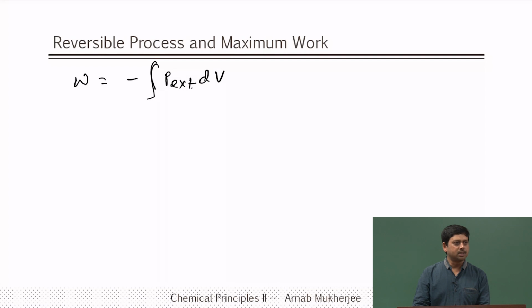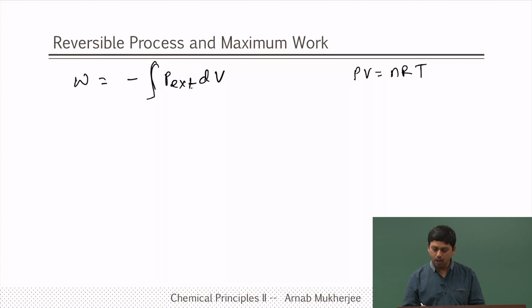So, W is minus the integral of P external dV, and P is now within the integral, because P is also changing along with V. Now, we know from the ideal gas equation that PV equals nRT, right. So, our P is nRT by V.